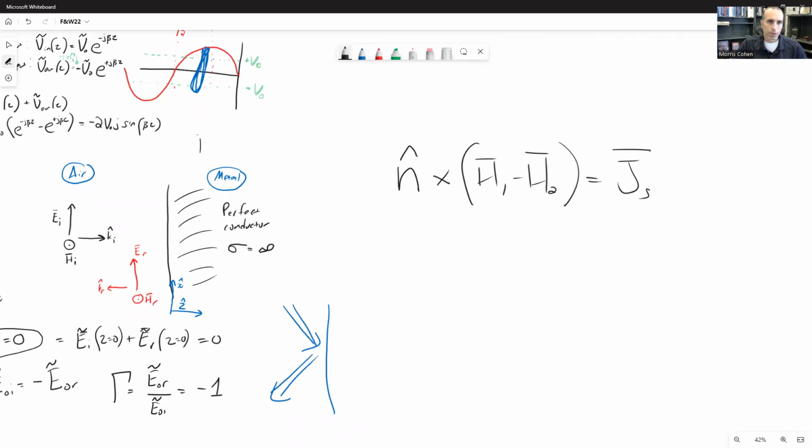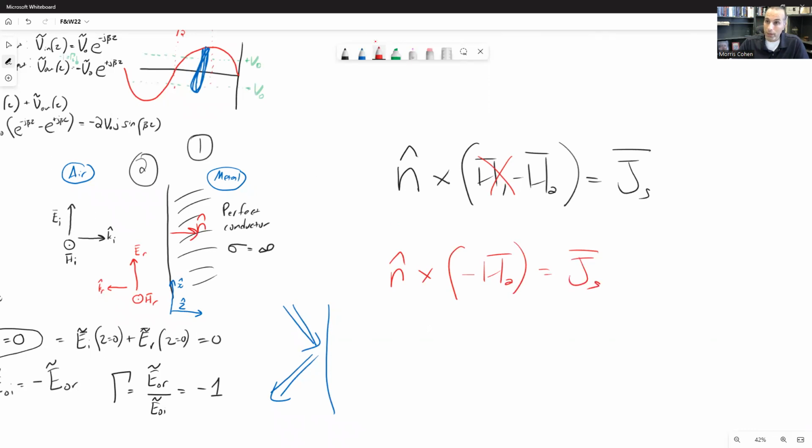I'm going to call this material 1, and we're going to call this material 2. So the metal is material 1, in which case the n hat vector, by definition, points into material 1, in which case H1 equals 0. So we've got n hat cross negative H2 equals Js, the surface current.